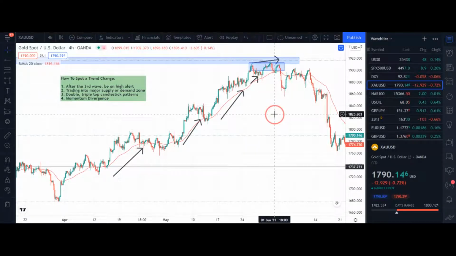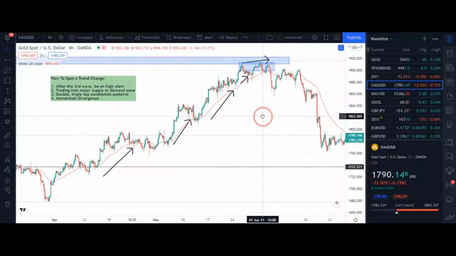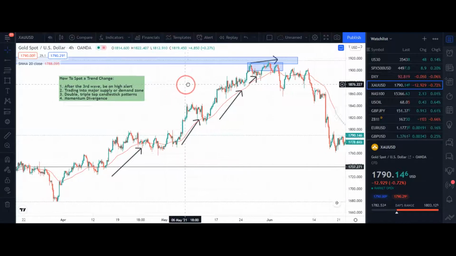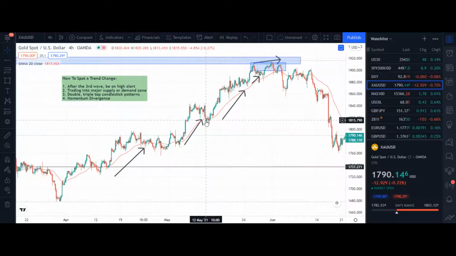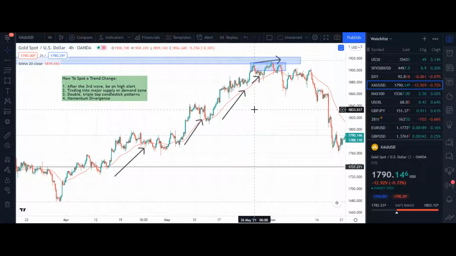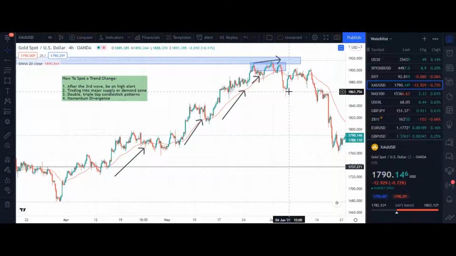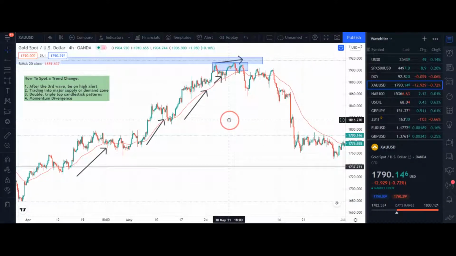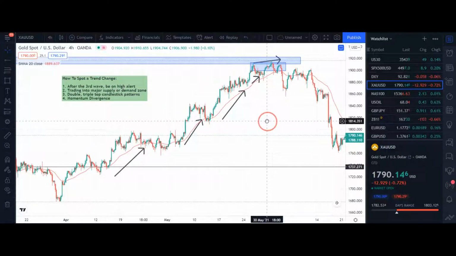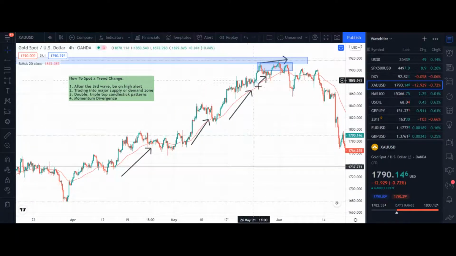I'm never going to speak in absolutes when I'm teaching my traders how to trade. So I'm never going to say after 3 waves, you're automatically going to get a reversal, or after 4 waves. The market just doesn't work like that. If anybody tells you otherwise, they're lying to you. Sometimes it's 3 waves, sometimes 4, sometimes 2. Sometimes trends are pretty short and then they reverse. But generally speaking, after the 3rd wave, you should be on high alert.